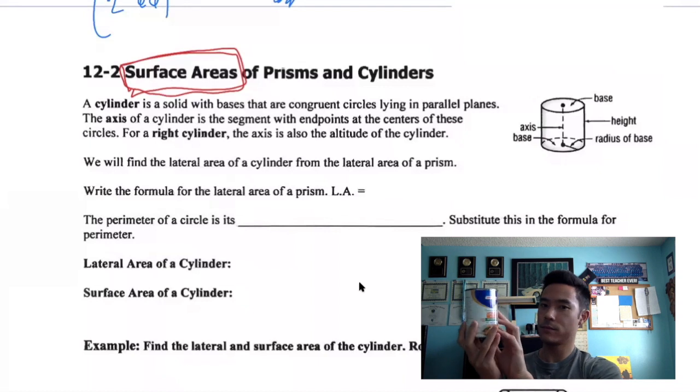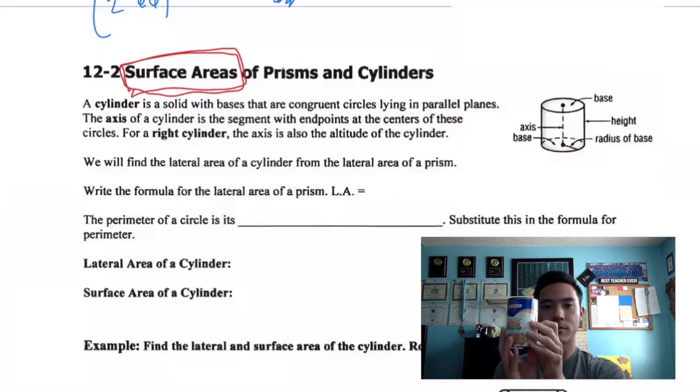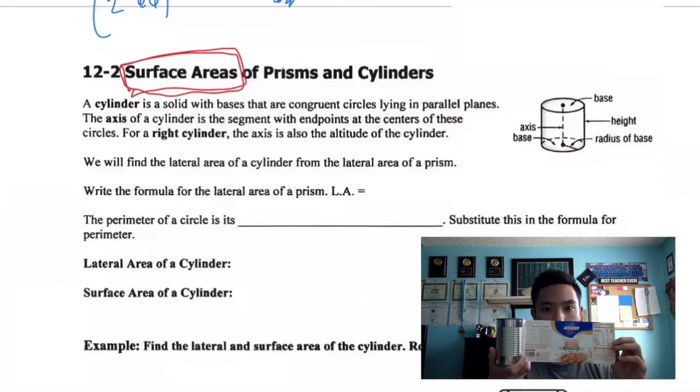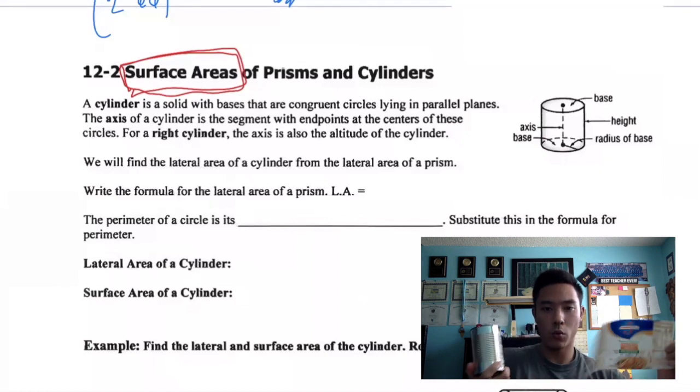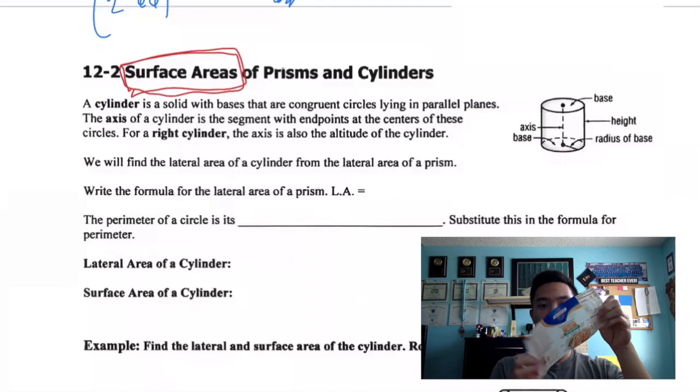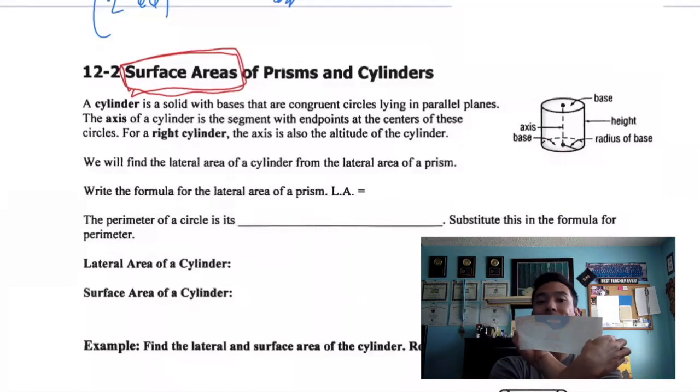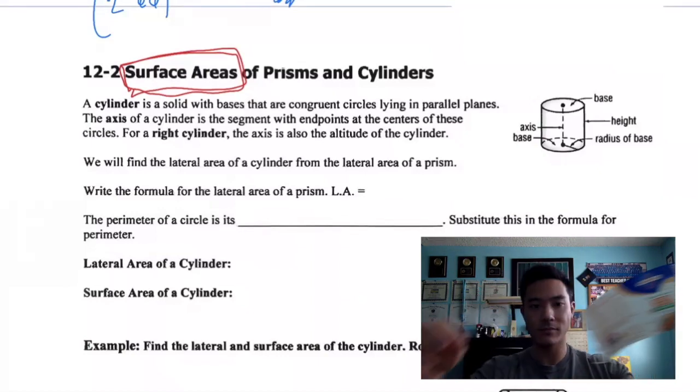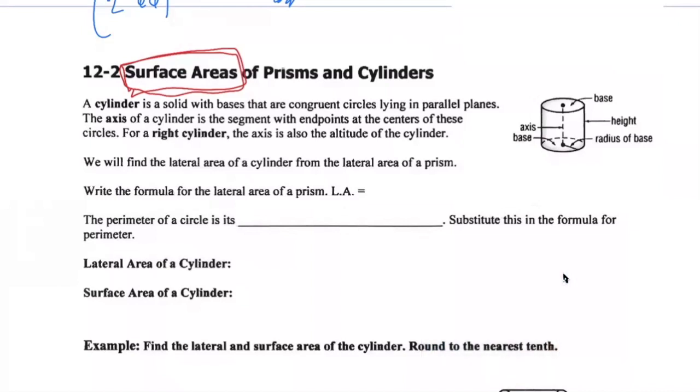Circle? Rectangle? Yes, it's going to be a rectangle. Okay, because if you actually unfold this out, right, it's a rectangle in the end. So really the surface area for a cylinder is going to be one circle, two circles, right? So 2 times the base area, and this lateral area essentially is just another rectangle. Okay, so we're going to talk about where this comes from.